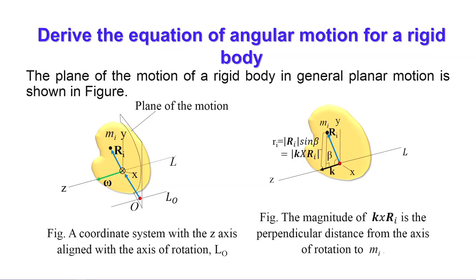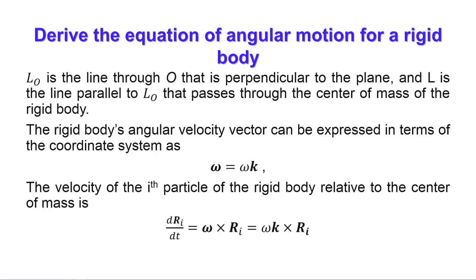Now, another case we are considering is the equation of angular motion of a rigid body. In this case, it is similar to what I have already told you, but another axis is taken. L 0 is already an axis through O and perpendicular to the plane of rotation. L is another axis parallel to L 0, but passes through the center of mass of the rigid body. The rigid body's angular velocity vector can be expressed as omega equals omega k.